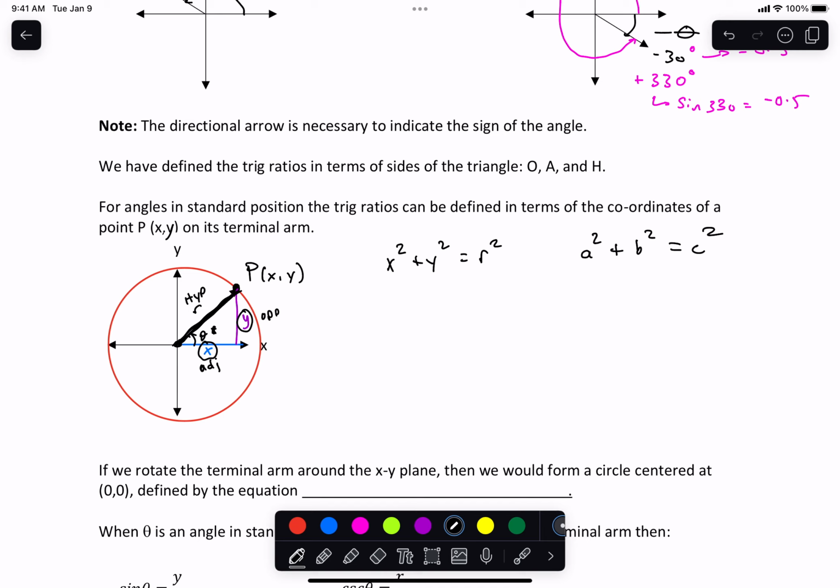Okay, here's one more component, one more layer. What if I was interested in writing out the trig ratios for theta? What would I get? Remember, the trig ratios are going to be so sine of theta. What's the sine of theta? Y over R. That's it, buddy.